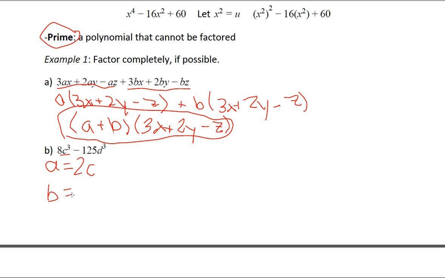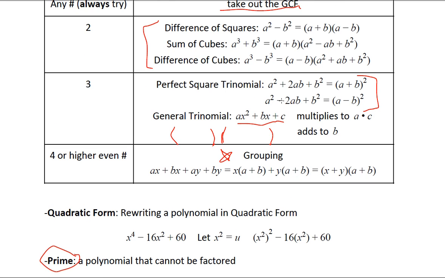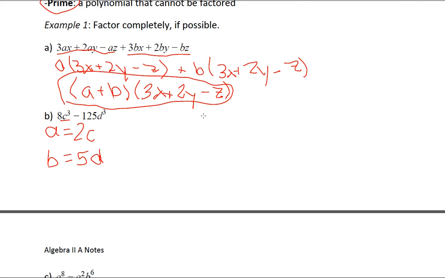Then we look at b. What's the cube root of 125? That's 5, because 5 times 5 times 5 is 125. And d cubed simplifies to d. So we're going to take 2c and 5d and write them in this form. A minus b, a squared plus ab plus b squared. So a minus b will be 2c minus 5d.